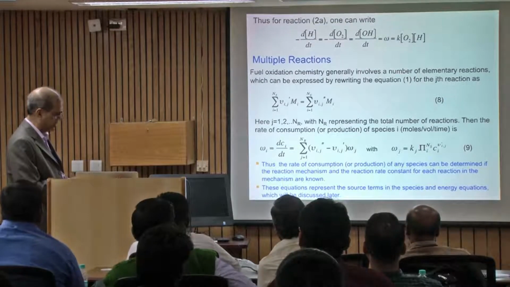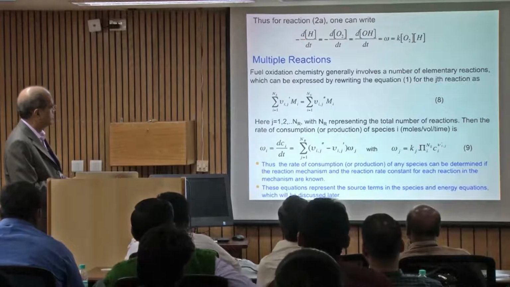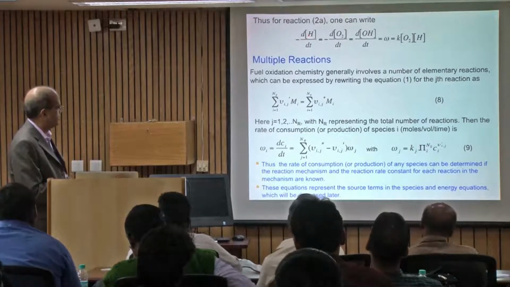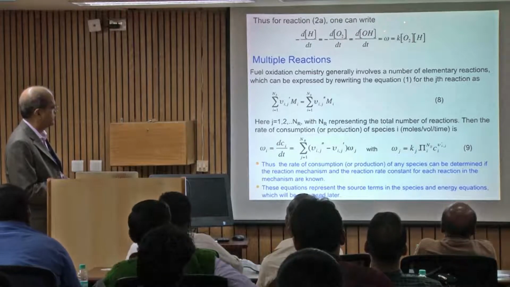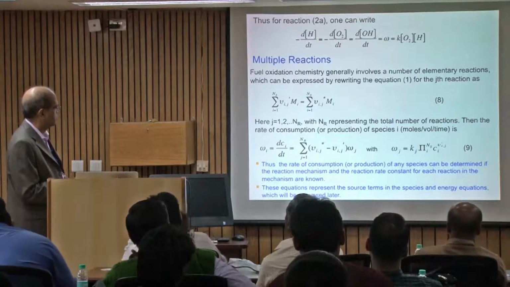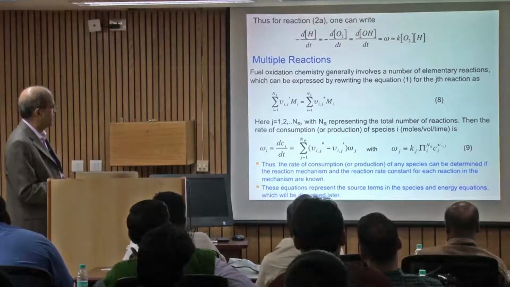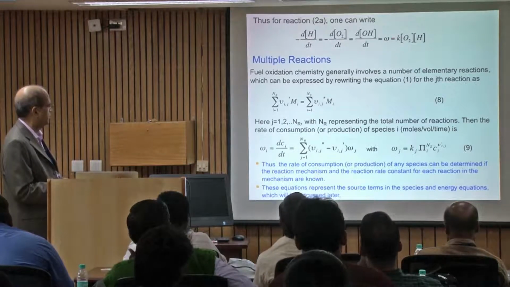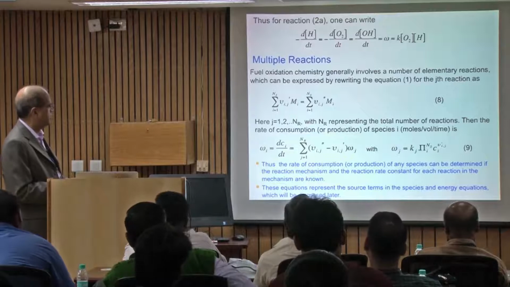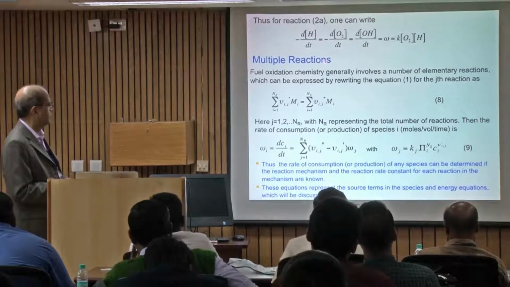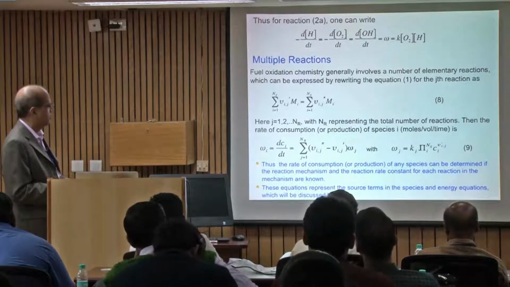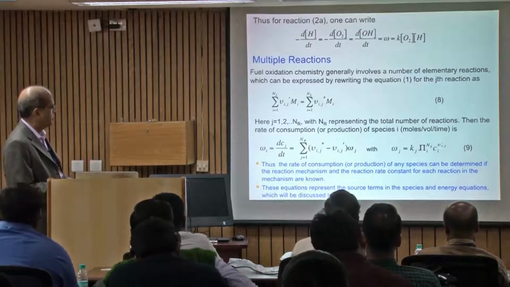This is the same example. Here I'm considering H plus O2 giving OH. There will be other species; I didn't write all the species. So dH/dt will be minus omega and so on. Now this is for one reaction. In a mechanism you have many reactions. Here i is the species.